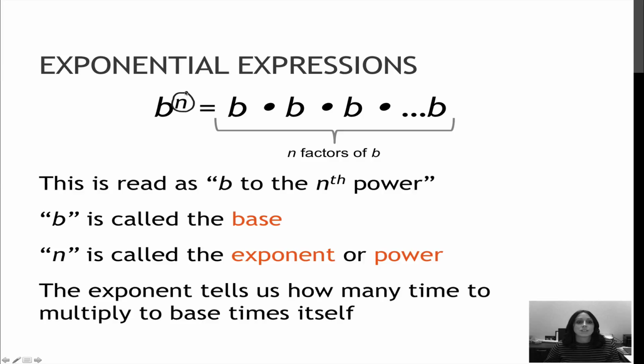The n is called the exponent, or sometimes you'll see it called a power. So b to the power of n, or b with the exponent of n. Basically, the n tells us how many times we are going to multiply b times itself. So please don't take b times n, that would be incorrect. The n says use b an n number of times.